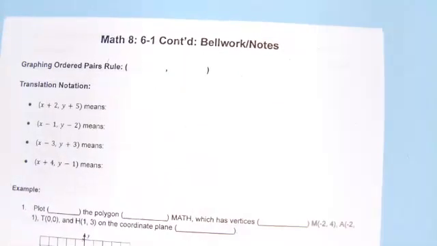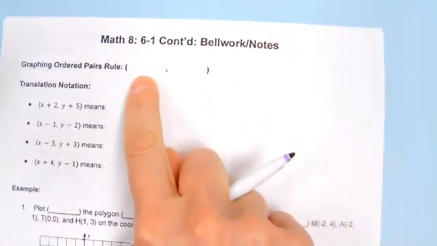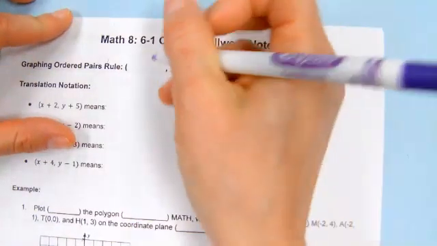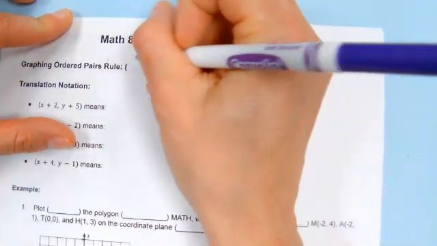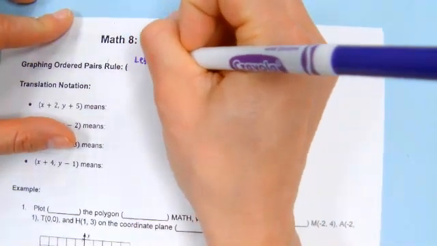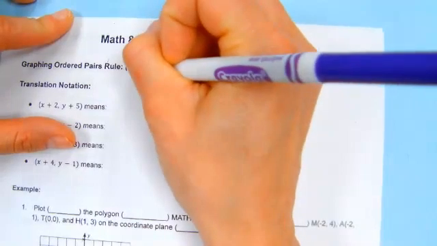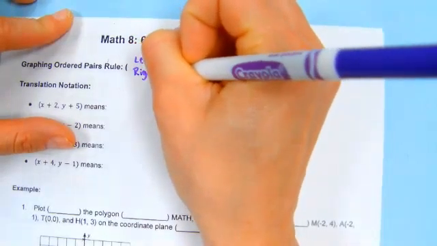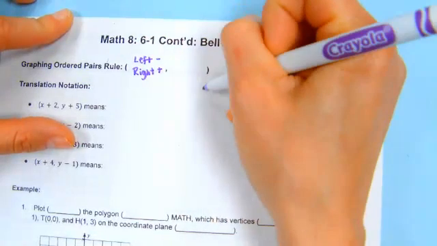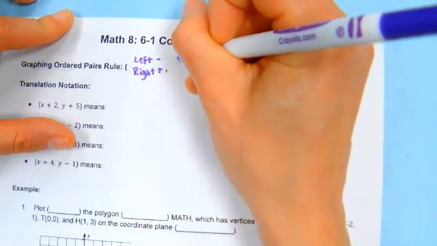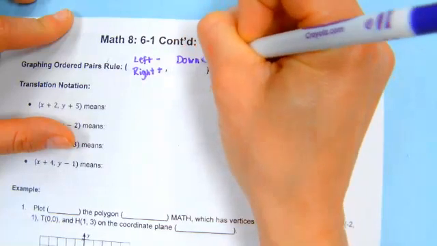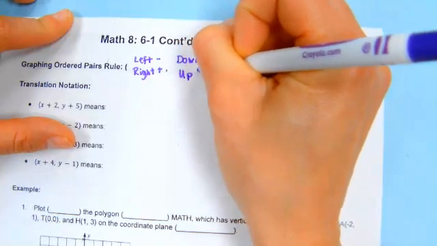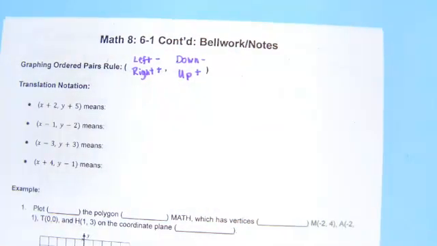So I'm going to zoom this in. Our ordered pairs rule is the first coordinate, the x-coordinate, is going to tell you whether you go to the left if it's negative, and you're going to go to the right if it's positive. And then our second one is going to tell us if we go down if it's negative, and we're going to go up if it's positive. Okay, so when we're graphing, that's our rule.